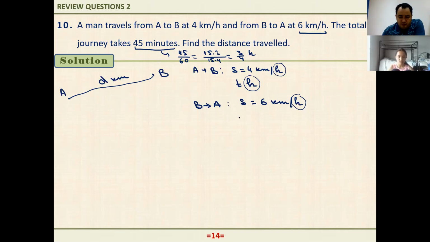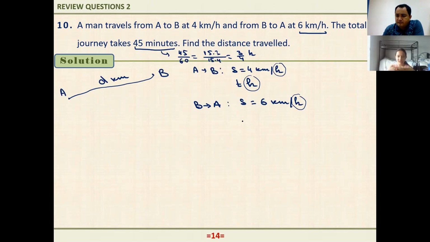Now, Shahina, this question is for you. To travel from A to B and from B to A, in total, he spent 45 minutes, right? And here, from A to B, it took T hours. All right. Now, question for you. How about traveling from B to A now? How long did it take?